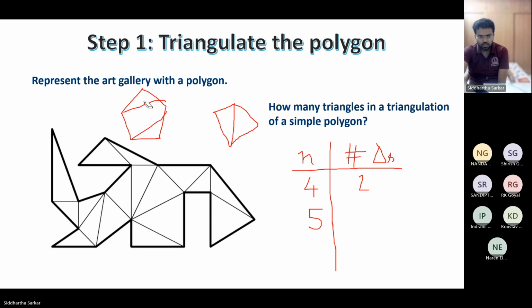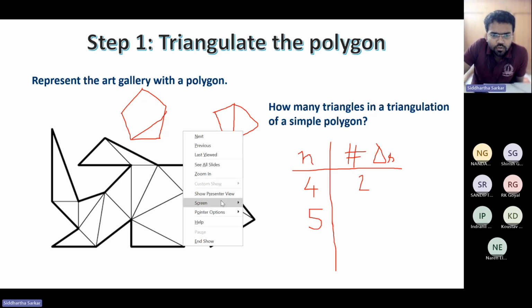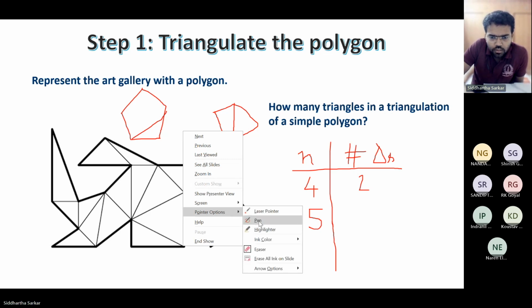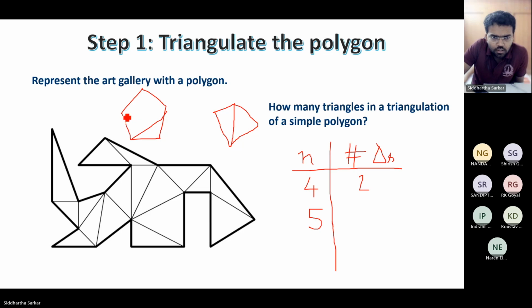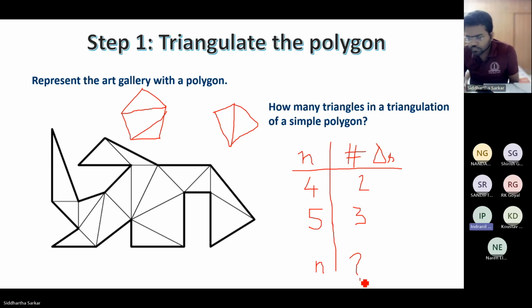So what is the number of triangles in a triangulation of an n vertex polygon? Can you extrapolate? For 6, is it 4? Yes. Then it looks simple. I don't know if it's correct or not. Is it n minus 2? Yes. It's as simple as that.